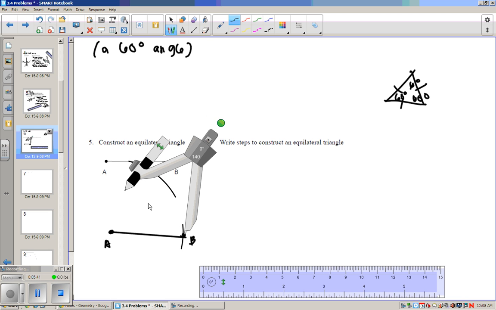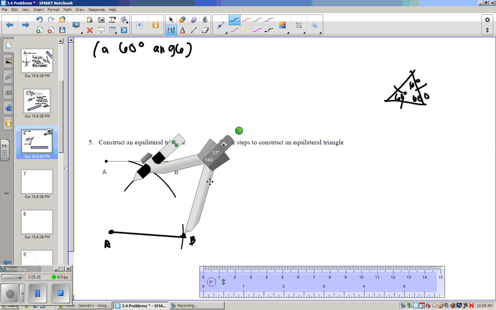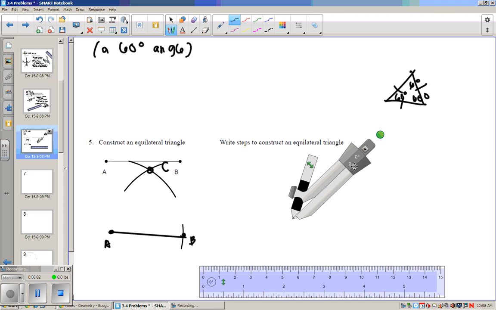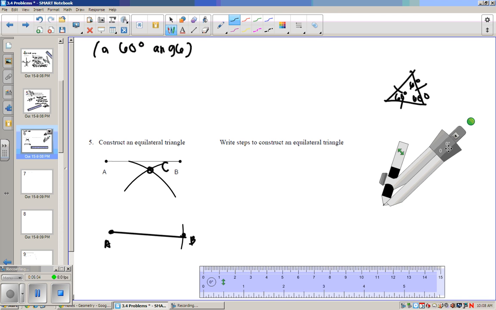To get to point C, it has to be the same distance from B. So I make a third arc, and I found my intersection. That is my third point on the triangle. I'm going to call that C. So what I'm saying is from A to B is the same distance as from B to C as it is from A to C. So all three of those distances are the same. That means I've constructed an equilateral triangle.